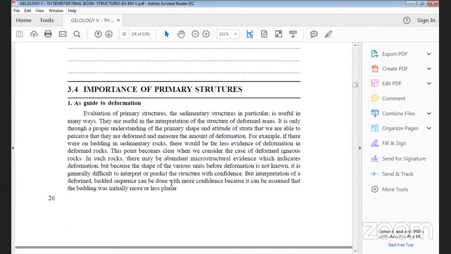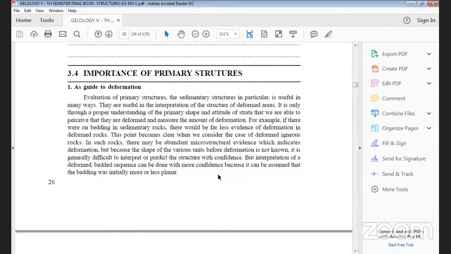What is the importance of the primary structures? It is useful as a guide to the formation and evolution of primary structures, the sedimentary structures in a particular area, which are useful in many ways. They are useful in the interpretation of structures for the deformed areas. It is only through a proper understanding of the primary shape and attitude of a strata that we are able to receive that information and measurement.